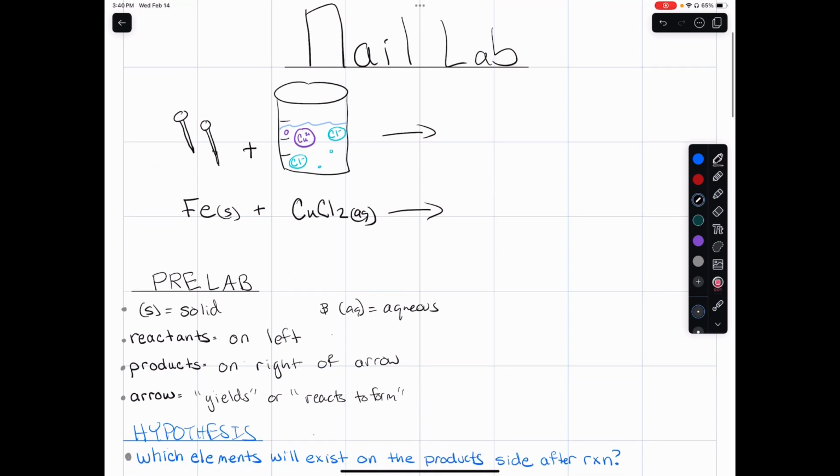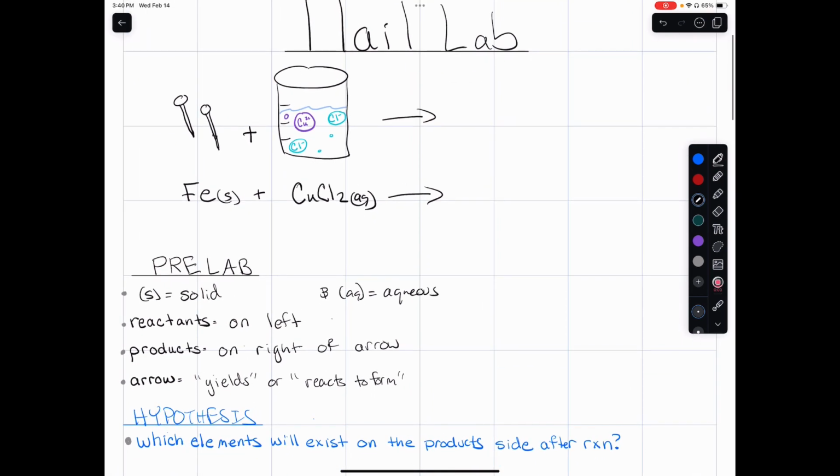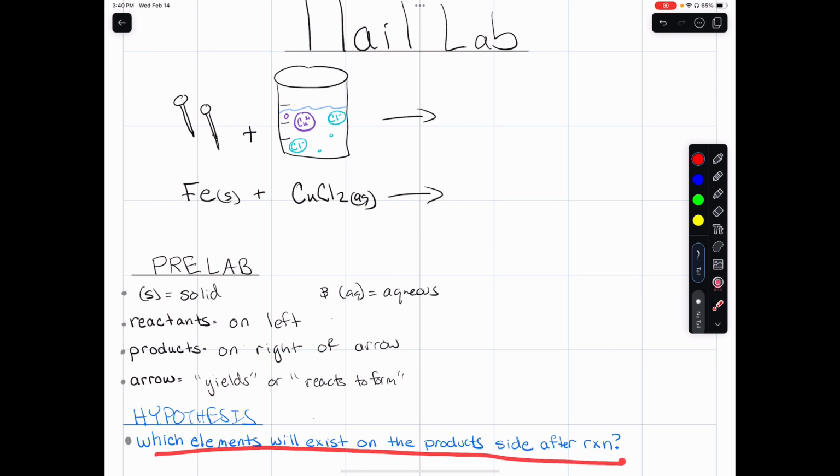So I would like for us to start by making a couple of hypotheses. And the first question I have is, which elements will exist on the product side of the reaction? So here are our reactants, but after the reaction has occurred, what things do you think will still exist? Let's do a little brainstorming together.